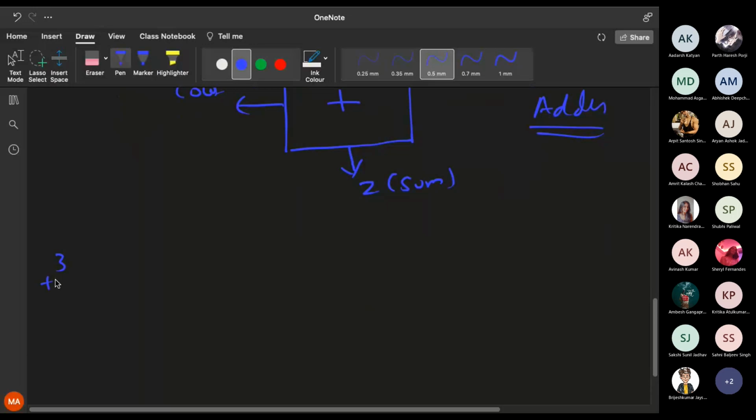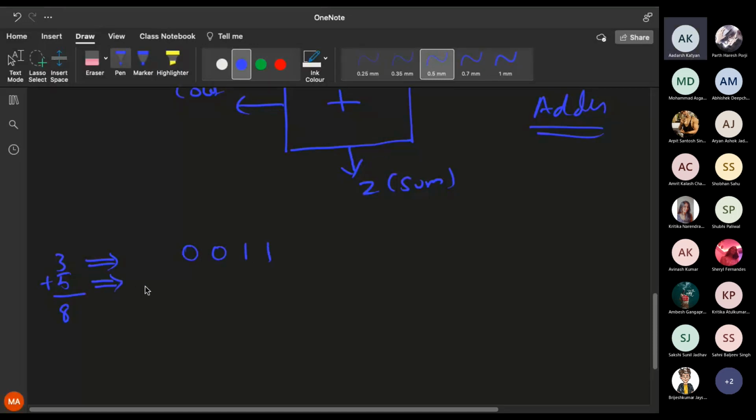If I want to add 3 plus 5, what is the minimum value of the range? The lower limit of this range is 3. What is the representation of 3 in binary? It will be 0 0 1 1. What is the representation of 5, the maximum value?